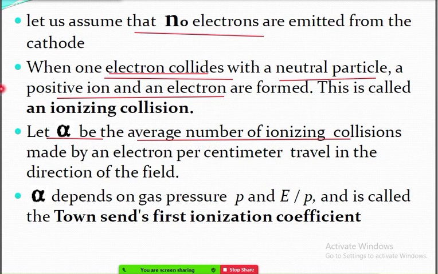Alpha is the average number of collisions made by an electron per 1 centimeter travel. So that is the meaning. You can see here, alpha is the average number of ionizing collisions made by an electron per centimeter travel. So you can call it the average number of collisions made by an electron per centimeter travel.